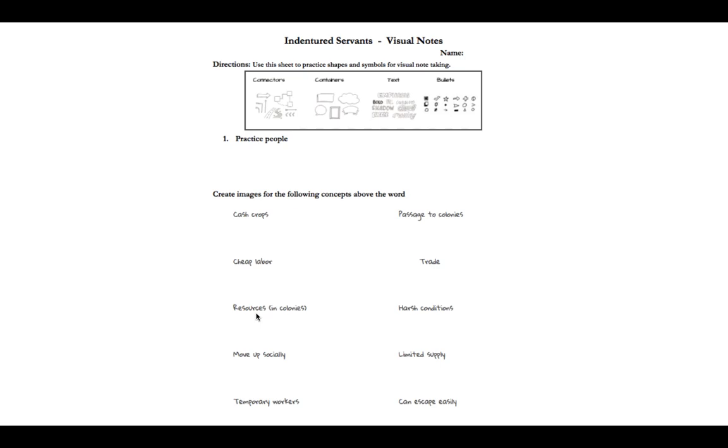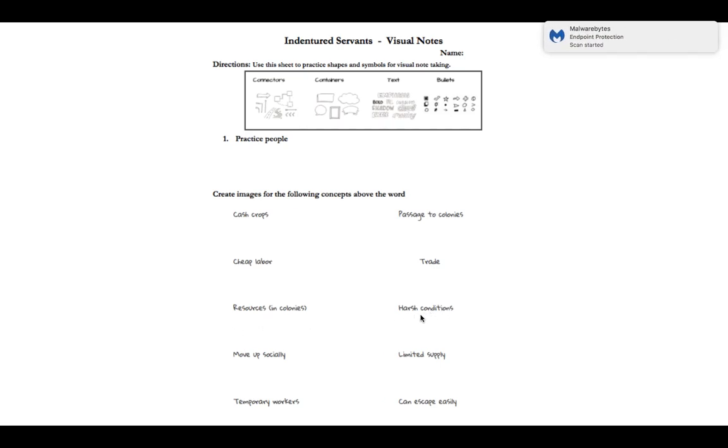Resources. In the colonies, I want you to think of those different resources like lumber, like fisheries, like cash crops, whether it is cotton or indigo or tobacco. Sometimes it's small farms, mining. Those are the different resources in the colonies. You should try to create 5 or 6 of those.